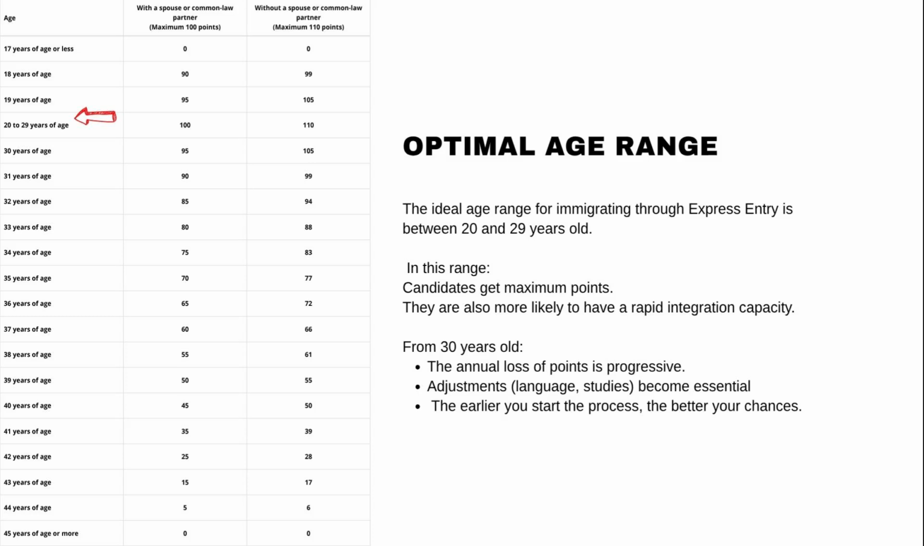Conclusion on age. If you're in your 20s, you're in the ideal zone. That's where you get the most points without any extra effort. But just because you're over 30 doesn't mean it's over. You can always improve your language score, your studies, or your Canadian experience to compensate. The important thing is not to wait too long before taking the plunge.